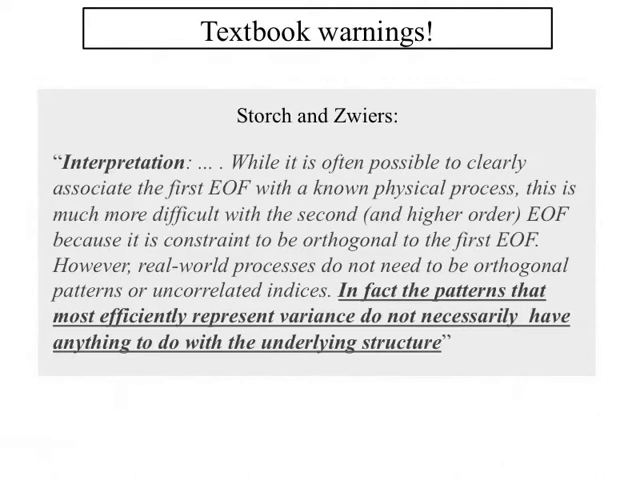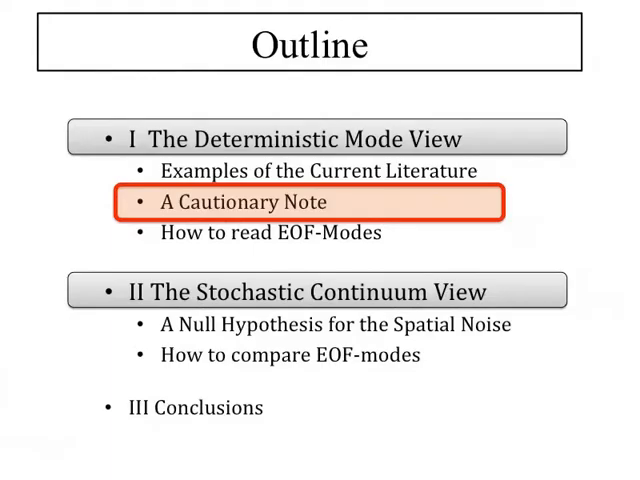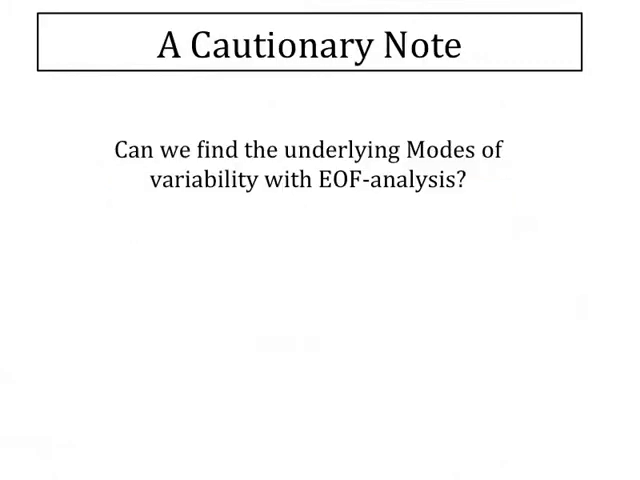However, real-world processes do not need to be orthogonal patterns, and they don't even need to be uncorrelated indices. In fact, patterns that most efficiently represent the variance do not necessarily have anything to do with the underlying structure. So EOF modes might be very efficient in presenting the data with very few modes, but understanding the data is a totally different issue. Right? If you want to understand things, you don't necessarily need to have the most efficient presentation.